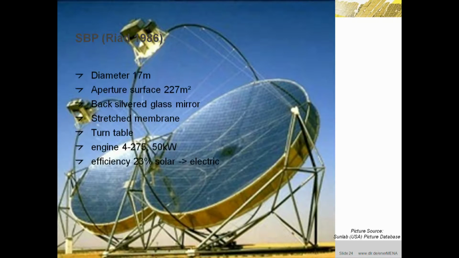On this slide, you can see a Stirling system that was built using, let's say, the big brother of the 495. It is a 275 engine with 50 kilowatts. It was built by the company Schlaich Bergermann and Partner, SBP, in Saudi Arabia in 1986. The diameter is 17 meters, aperture surface is 227 square meters. It is built with a stretch membrane technology, using back silvered glass mirrors glued on the stretch membrane. It uses a turntable and it has an efficiency of about 23% conversion from solar to electric power.